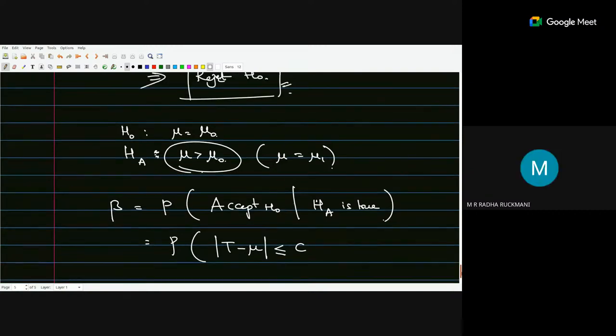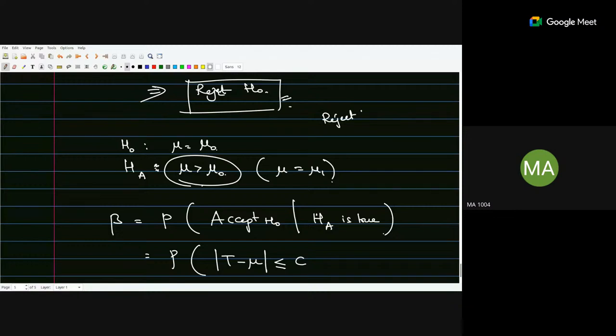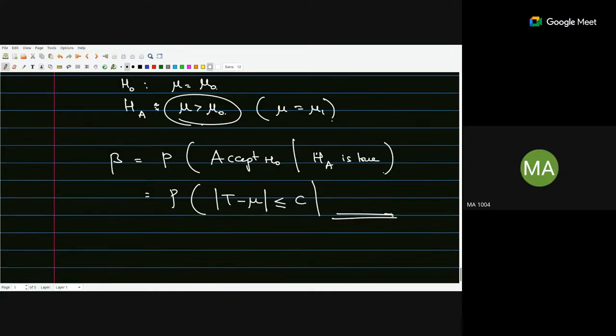See, your test says you reject H naught if mod T minus mu is greater than C. So if mod T minus mu is greater than C, then you reject. Then when do you accept? Given that the alternative is true, if you take mu greater than mu naught, then there are many possibilities for mu. Any value that is greater than mu naught is a possibility. And this is not a static value or any constant. It's like any value.